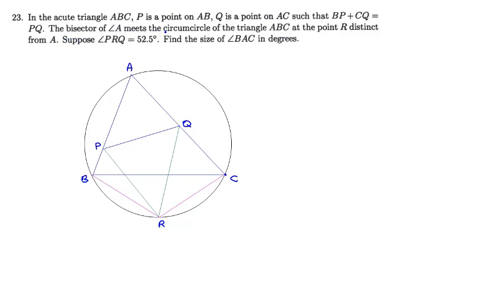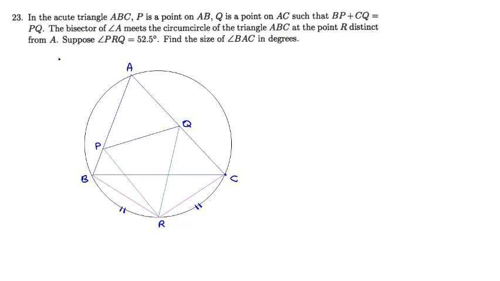The bisector of angle A meets the circumcircle of the triangle ABC at the point R. So this arc equals this arc, as AR is the internal angle bisector of A. Suppose angle PRQ is 52.5 degrees. Find the size of angle BAC in degrees. Okay, so let's see what we can do. In these types of problems, it is very important to also use an idea that was used, I think, for IMO 2020, yes, a geometry problem.